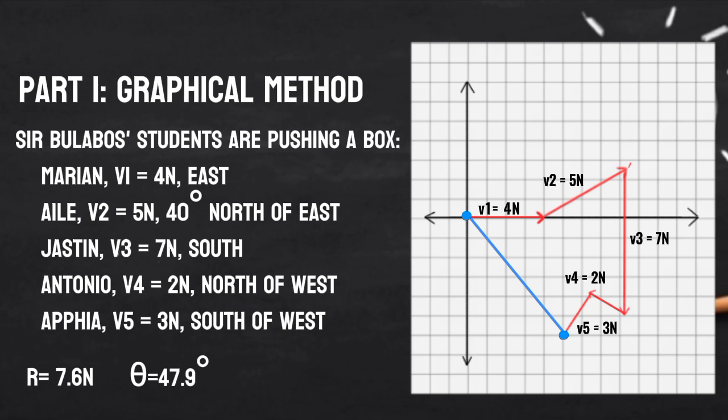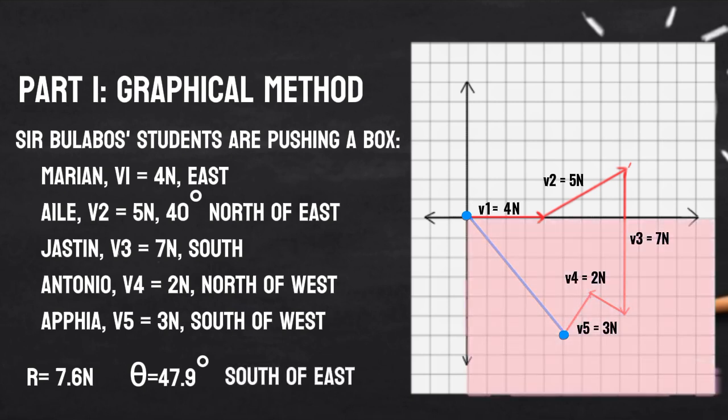For the direction, let's get back to the Cartesian plane where the quadrants are placed. Quadrant 1 is north of east, quadrant 2 is north of west, quadrant 3 is south of west, and quadrant 4 is south of east. Since the resultant vector is found in quadrant 4, therefore, the direction is south of east.